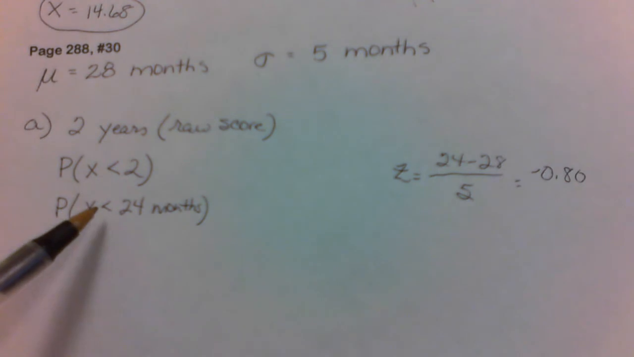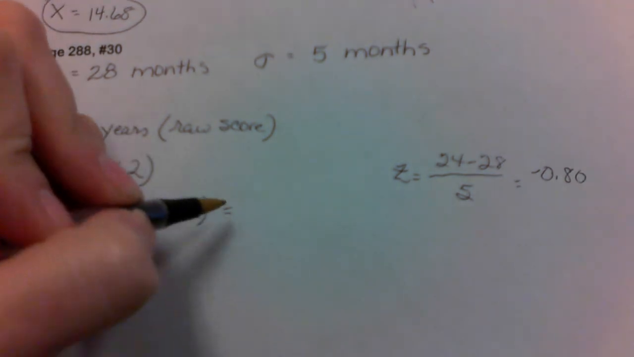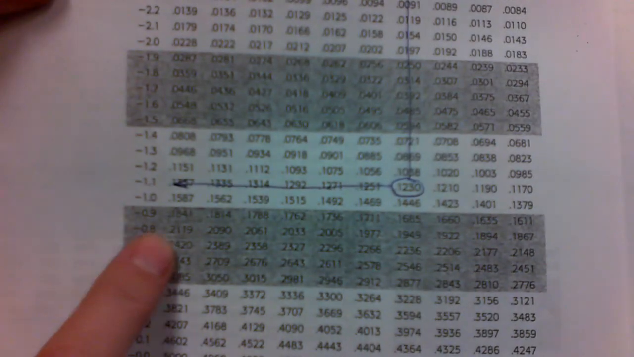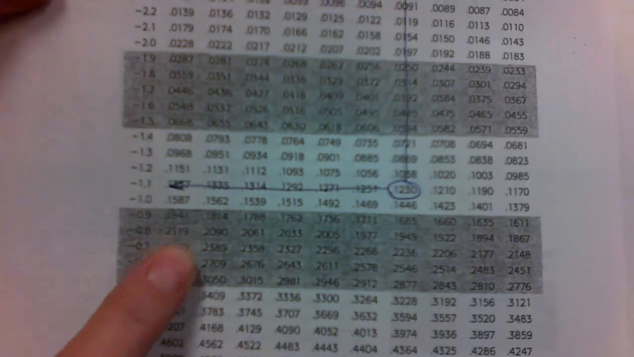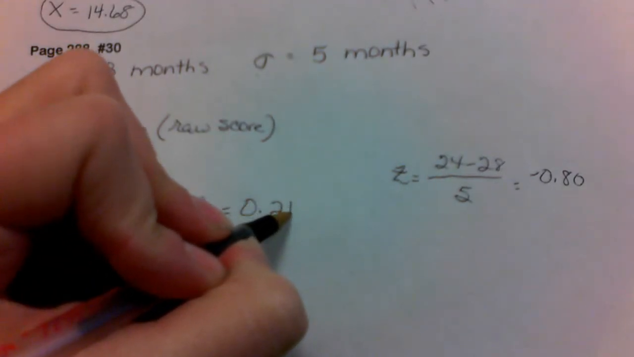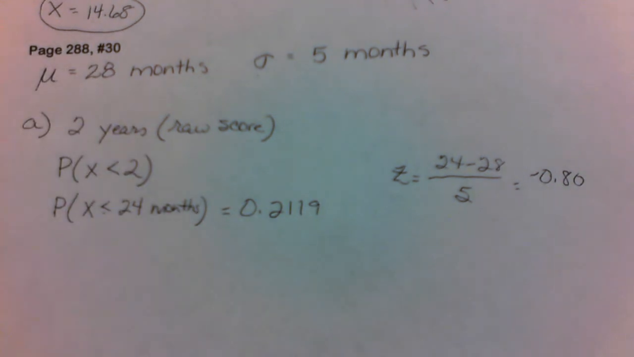So now I have a less than value, so I know I just use the number from the table. So negative 0.80, that would be 0.2119. Which basically says 21.19% of the time, then you are giving refunds on your watches.